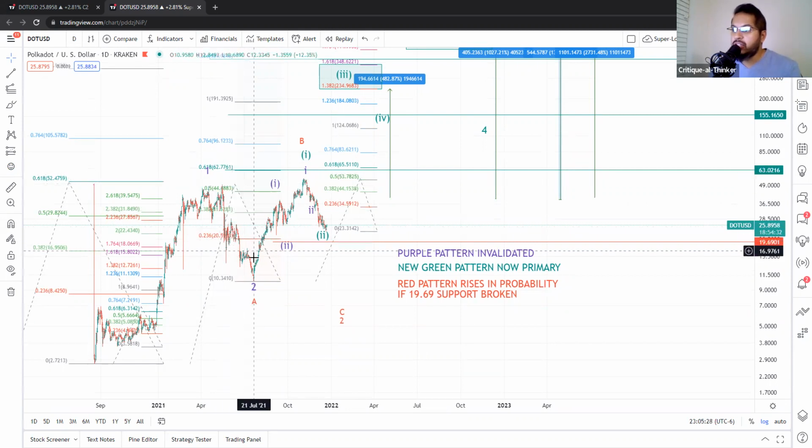So the entire correction early in the summer would be considered an A wave. This whole thing would be seen as a B wave fake out rally, as we saw on the short-term chart. And we would have a nasty red C wave underway to complete this entire correction. This is a common pattern to almost every cryptocurrency. Some of them are looking better than others.